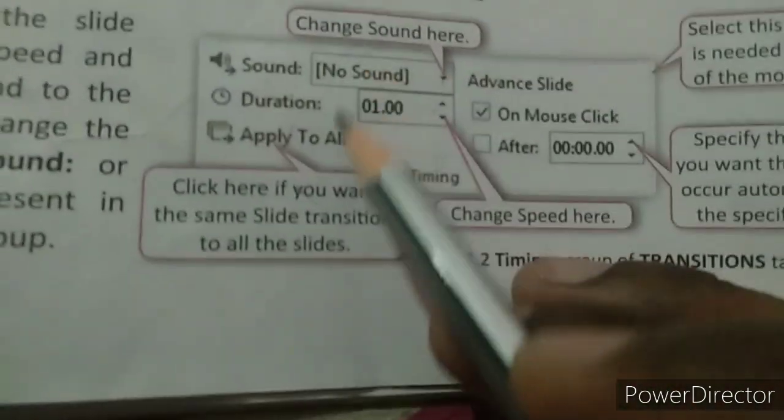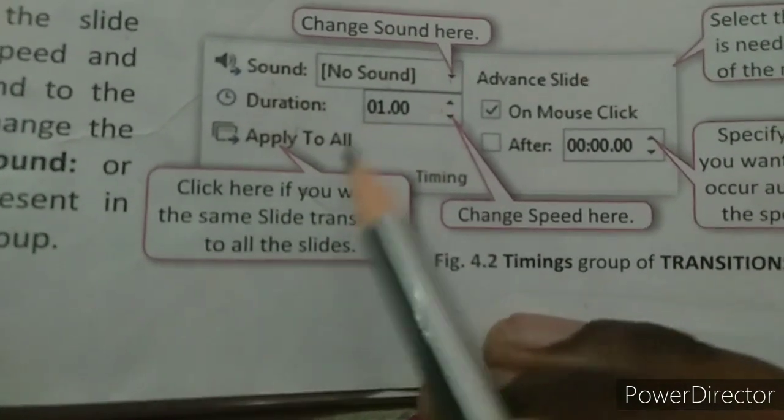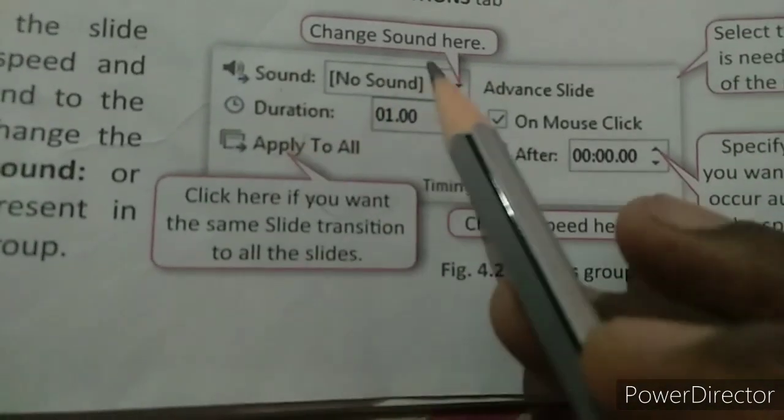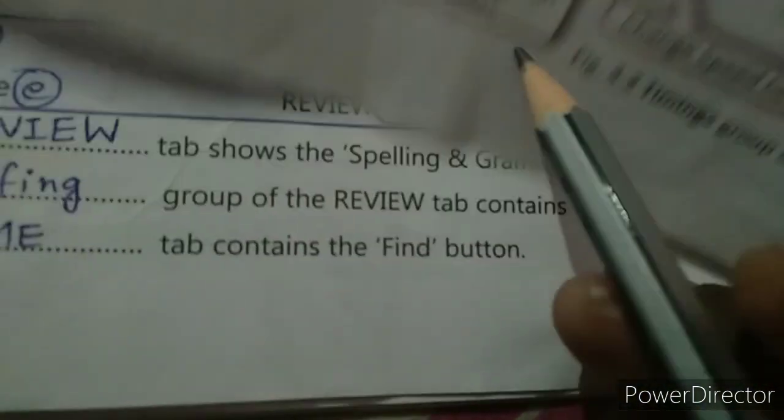So now if we select any transition for one slide and we want that these selections should be applied to all the slides in the presentation, we can click here apply to all. Then all those effects which you have chosen on a single slide will be applied to all the slides, right?